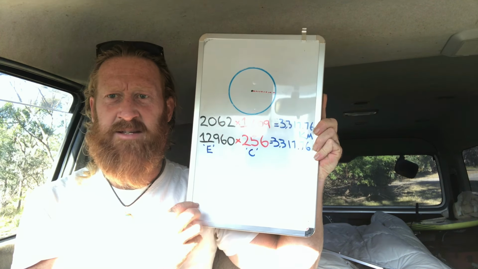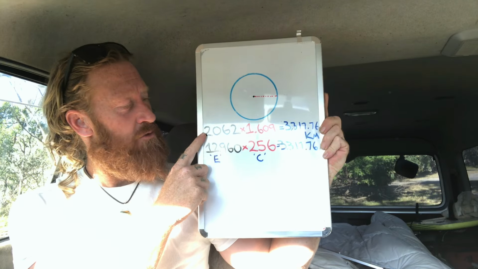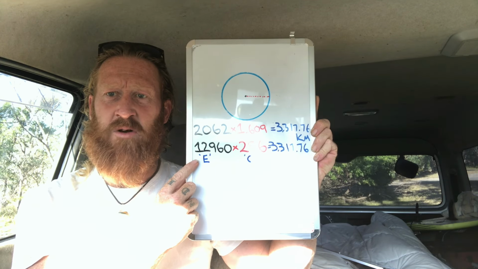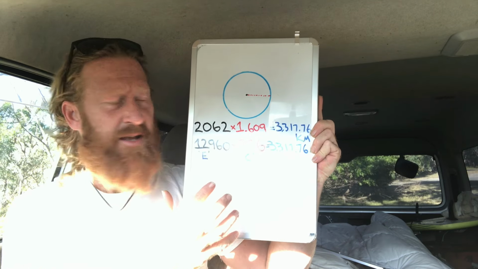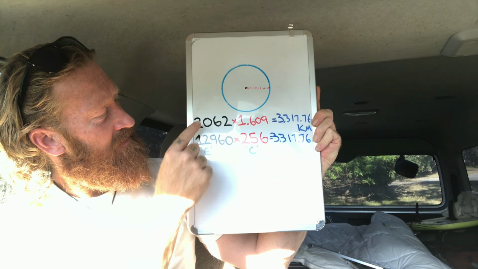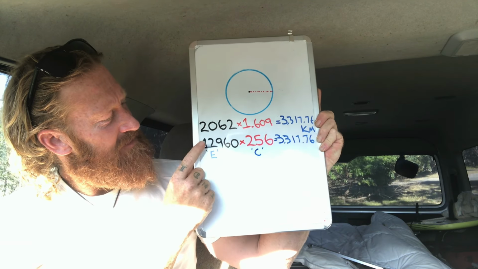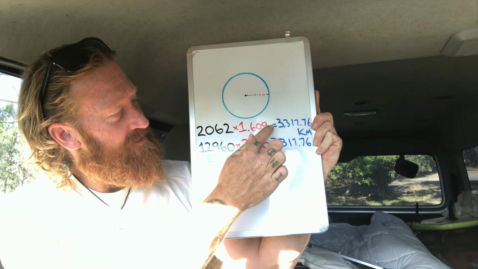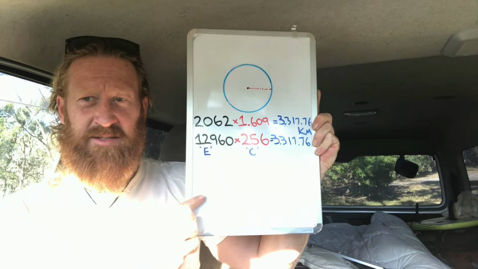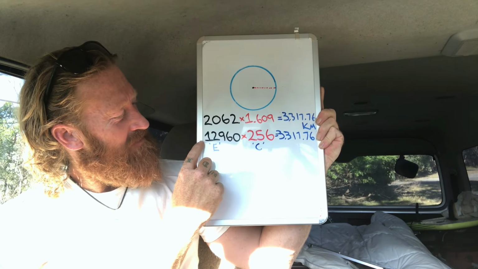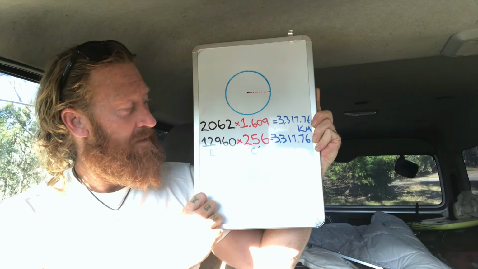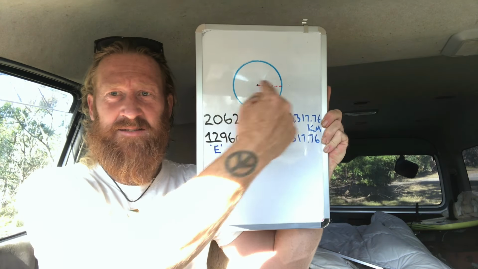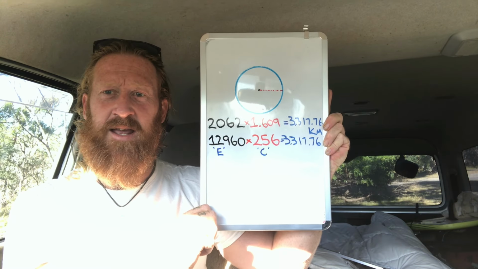3,317.76 kilometres. Then we draw a circle with a radius of 2062, and the circumference is 12,960, which is E, or half precession. So we draw a circle with this as a radius, and this is our circumference. We draw a circle with a radius of 256, we get 1609. These are obviously not connected, and when we multiply 12,960 by C, 256, we get the same answer. So as you can see, this is basically the link between metric and imperial.